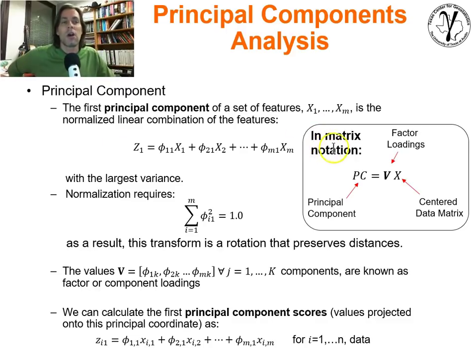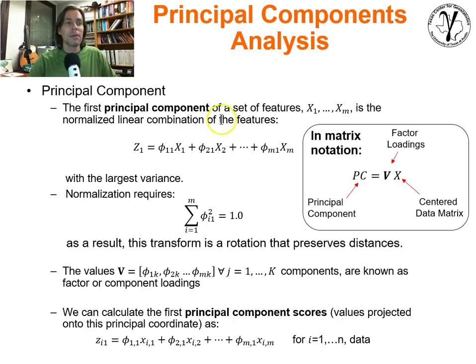One good way to do it is to talk about matrix notation. In matrix notation, we have the original centered data. So for each one of our variables, 1 through m, we've centered and subtracted the mean of each one of the variables. We apply it to a factor loadings matrix, which is right here. That's going to be our orthonormal matrix with all of our principal component loadings. And when we do that, we will get the principal components.